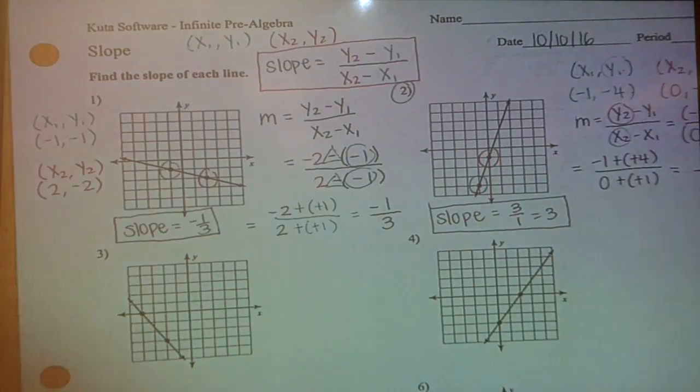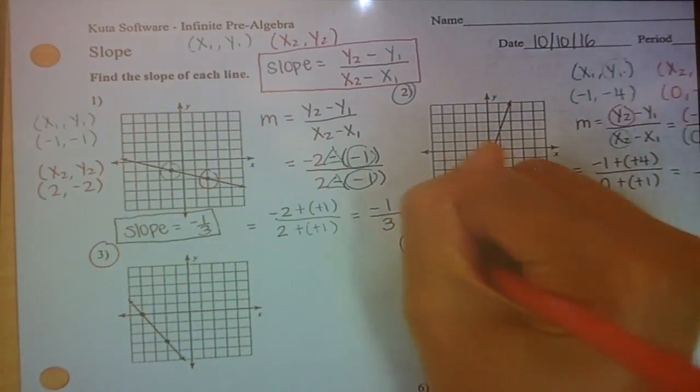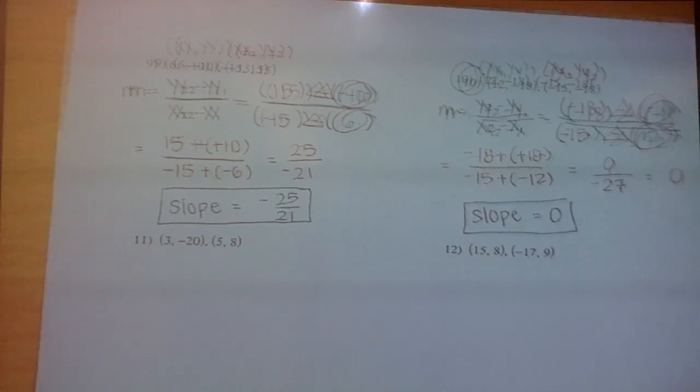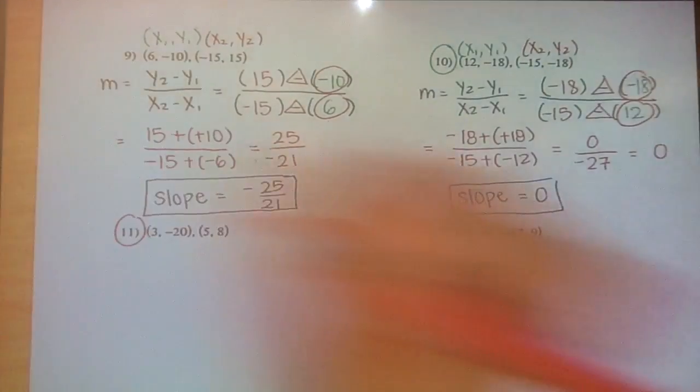The independent practice and your homework is number 3, number 4, and on the back, number 11 and number 12.